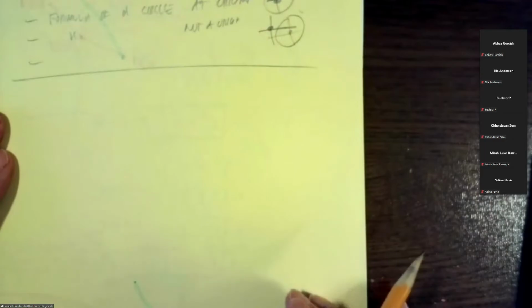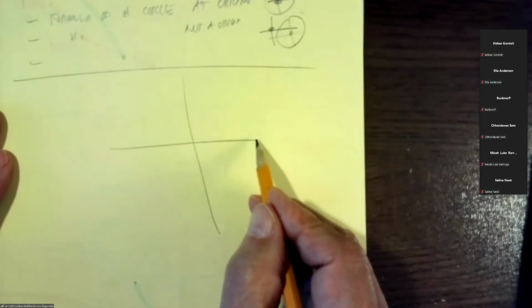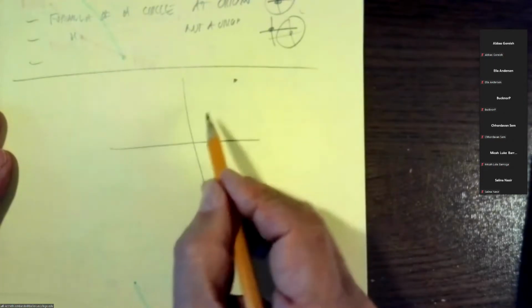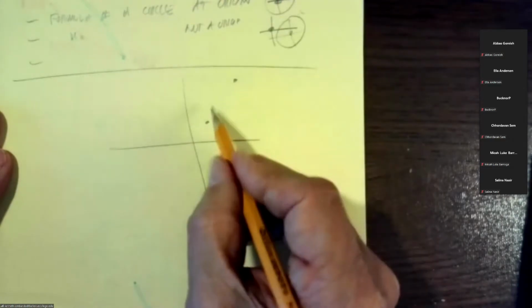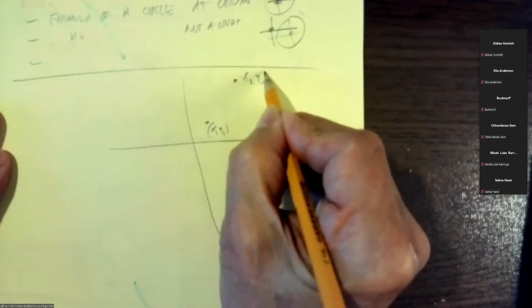So let's talk about distances first. If I give you a couple of points, say I have a point here and a point here, and I say maybe this is x1, y1, and this is x2, y2, and I want to know this distance between those two points.